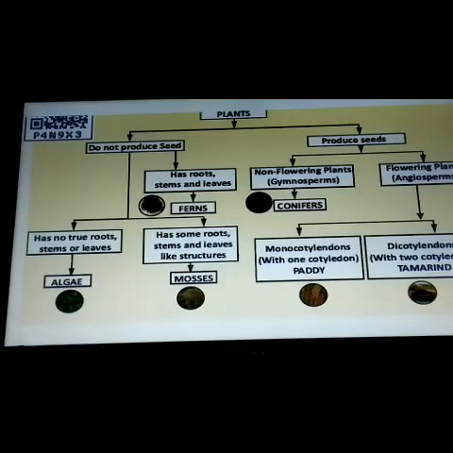And then again, those which do not produce seed are ferns, and those which do produce seeds are of two types. One is non-flowering and the other is flowering plants. In case of flowering plants, that is angiosperm, and the non-flowering plants are gymnosperms, and the type is conifer. Angiosperm is of two types, monocotyledon and dicotyledon plant. An example for the monocotyledon is paddy, while an example for the dicotyledon is tamarind.